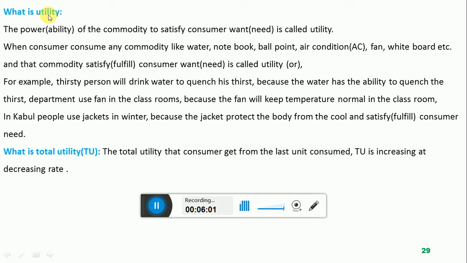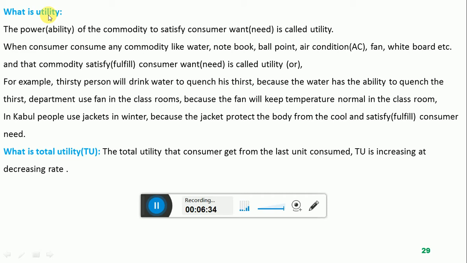Why are we using a fan in the classroom? Because this fan will keep the temperature of the classroom normal. It means we need a fan in the classroom. This fan has utility for us. The fan provides satisfaction to the consumers by keeping the temperature of the classroom normal. So the power of the commodity to satisfy, to fulfill human need, that fulfillment of need is called utility or satisfaction.